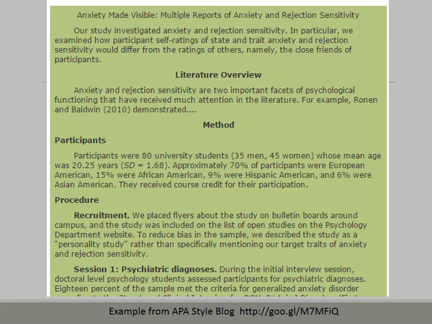So this is an example of how to do headings from the APA Style blog. You can find more information at the link that is at the bottom of the screen. It just shows you where literature review would be a level 1. Your participants is a level 2, and then procedure is also a level 2, and then you'll see recruitment, and it would be a level 3, and so on as you go about using headings in your presentation.